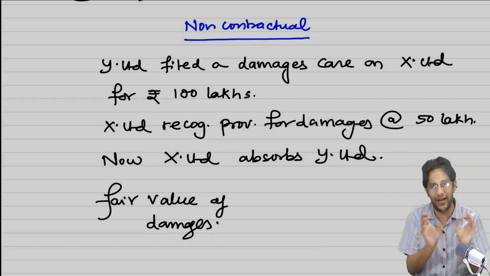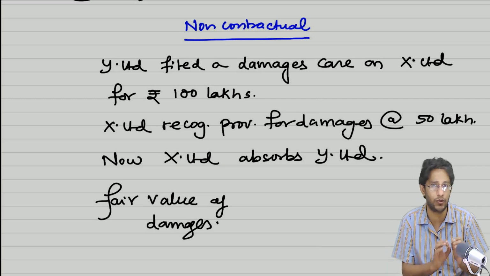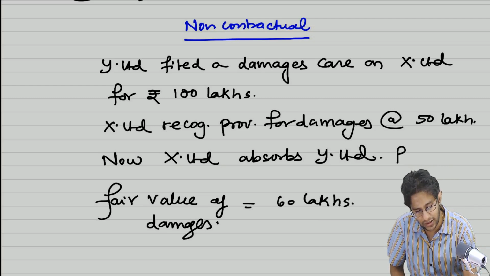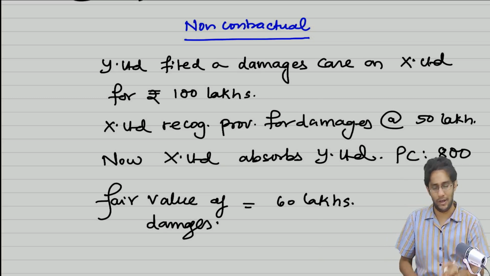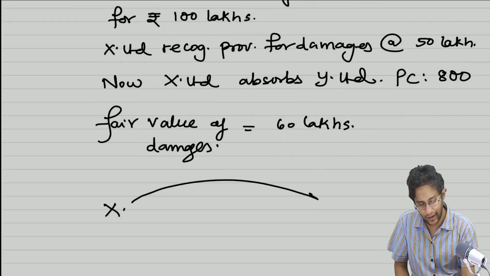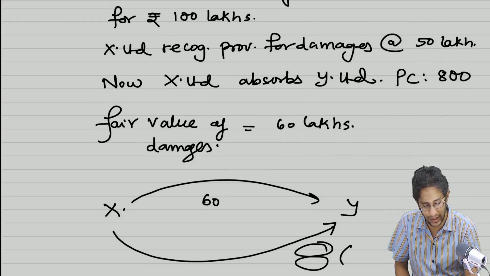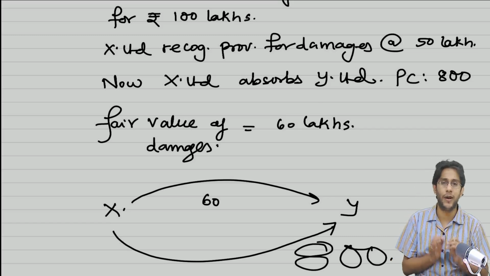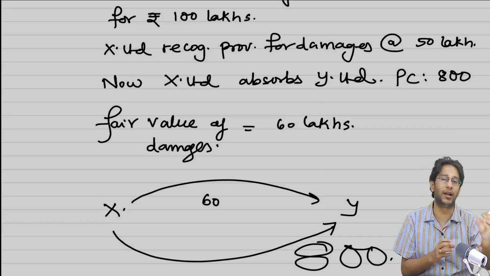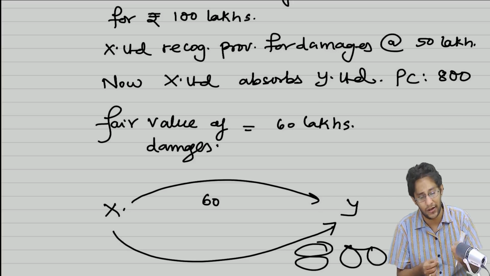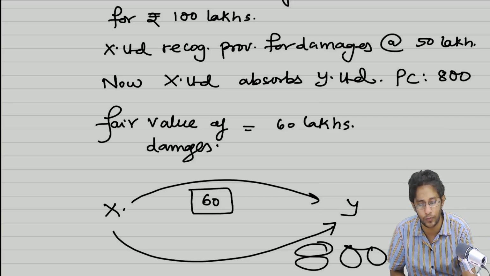Today on the acquisition date again re-measure it. What is the realistic situation of settling it? So fair value of damages is 60 lakhs. So we imagine that suppose your PC is 800 lakhs. What we believe is X Limited anyway has to pay to Y Limited an amount of 60 lakhs. Now X is actually paying a total of 800 lakhs. So how you have to imagine is 800 lakhs is the total consideration X is paying to Y for business combination also plus for settlement of damages also.